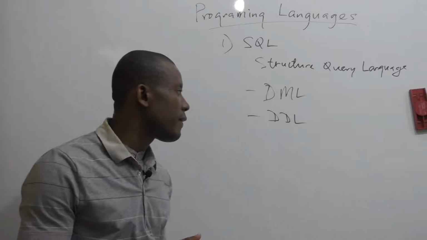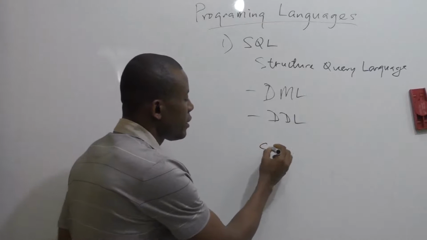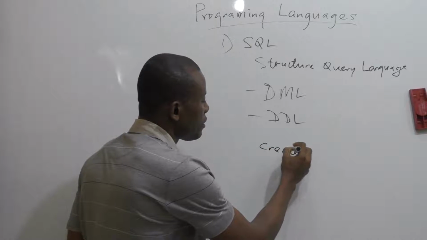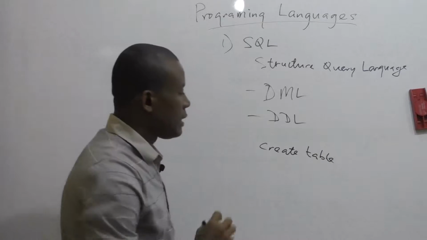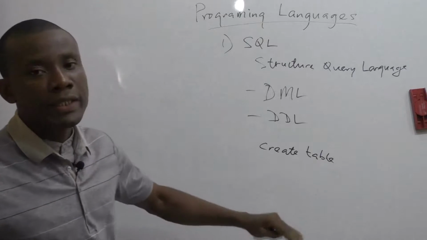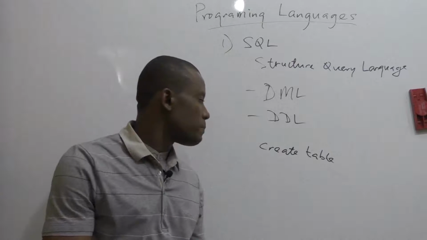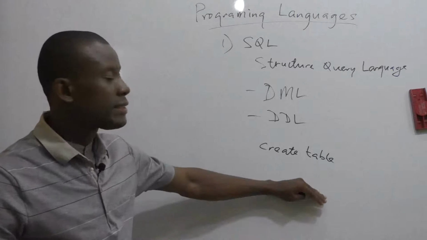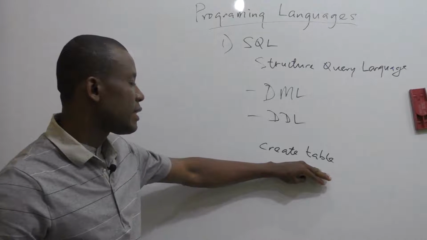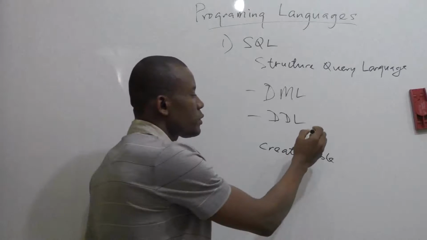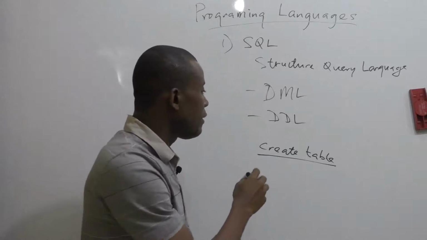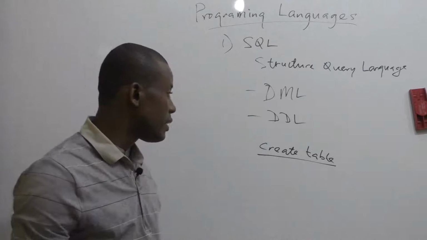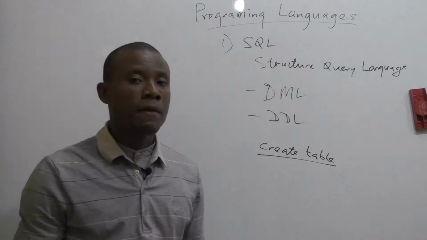For instance, you may have something like create table. Create a table in the database. A table that did not exist before is created in the database. Automatically, you come to understand that this is a DDL statement, because you are defining data that has not been there before.